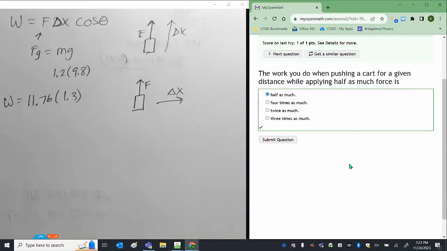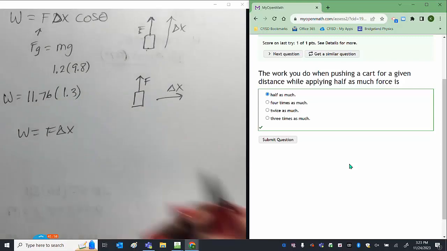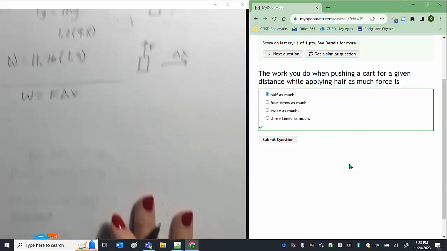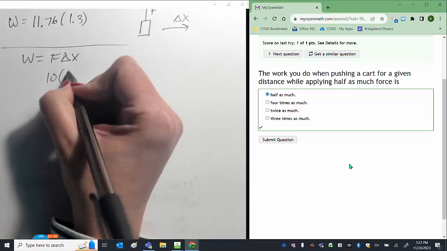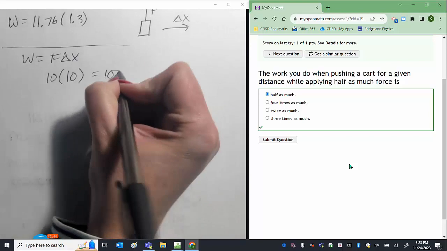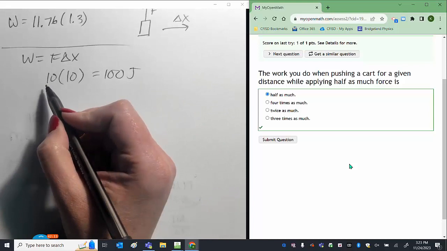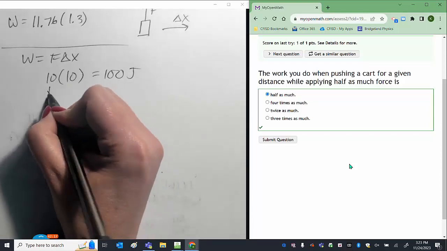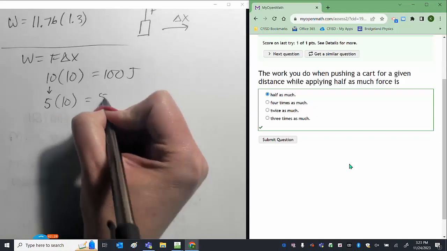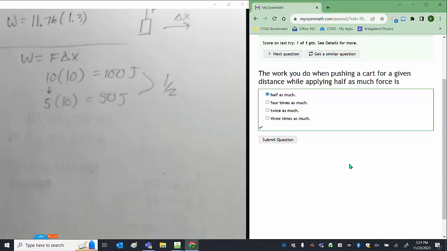And again, if you're not sure, put in some fake numbers. If work is force times displacement, you can say, okay, initially I applied 10 newtons of force to cause a displacement of 10 meters. So that'd be 100 joules of work. And then it says if you have half as much force, okay, well now I'm only going to use 5. That's half as much, but I still push the same distance. Again, you can see the factor. Plug in fake numbers if you don't know, but this is clearly half as much.